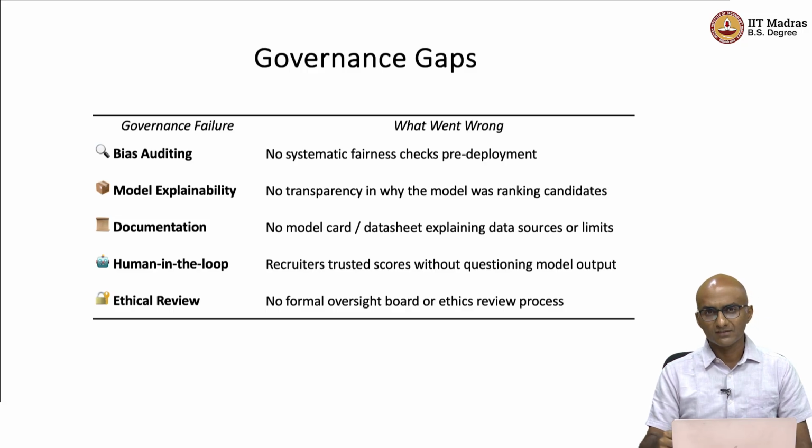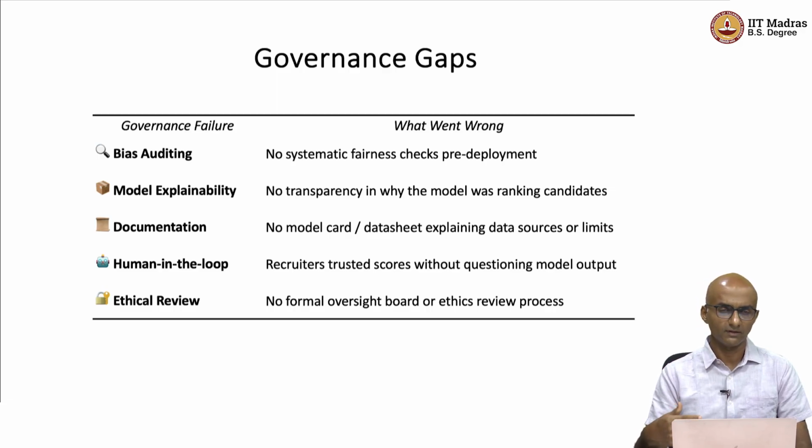So what were the governance gaps, if you think back on it? First and foremost, there is a lack of auditing of bias in the model. So there were no systematic fairness checks that happened, especially pre-deployment of the model. Model explainability was missing. So there was no transparency on why certain candidates were getting low ranks versus high ranks. Documentation was missing. So in fact, model cards did not exist.